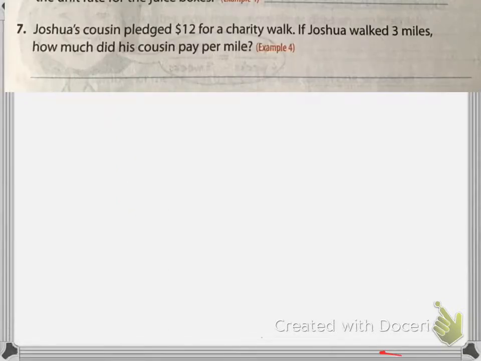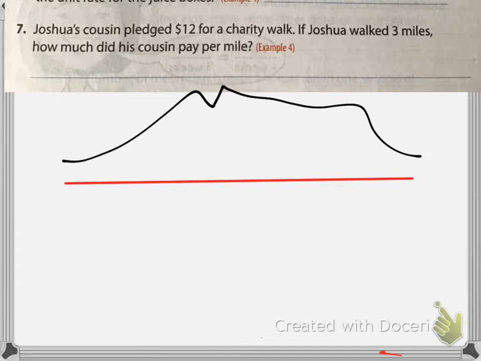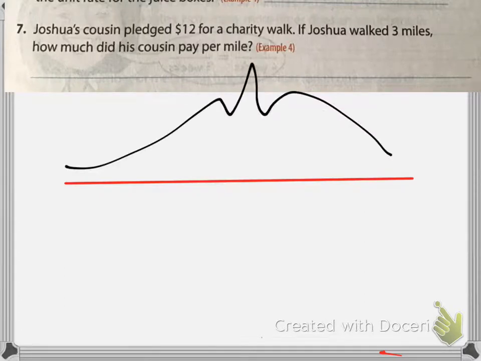Let's look at this one. This one we're doing rates. Very much the same. Joshua's cousin pledged $12 for a charity walk. So here's our walk. And he pledged for the whole walk $12. I'm doing a bad job doing that. He pledged $12. Joshua walked 3 miles. How much did his cousin pay per mile?